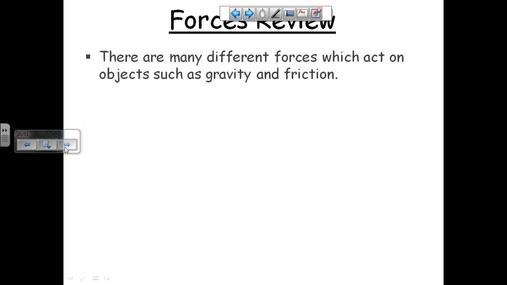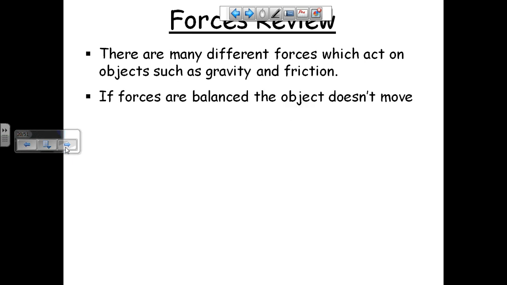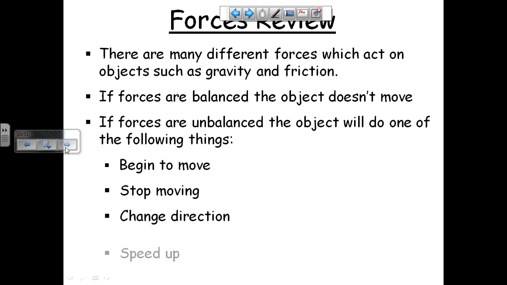Let's do a quick review of some of the concepts that we've learned about in this lesson. There are many different forces which act on an object, such as gravity and friction. If forces are balanced, the object doesn't move. If forces are unbalanced, the object will do one of the following things: begin to move, stop moving, change direction, speed up, or slow down. So basically, if forces on an object are unbalanced, the object is going to experience acceleration.